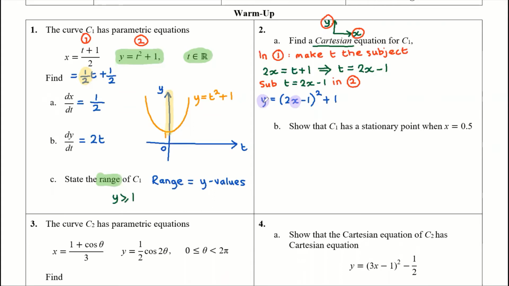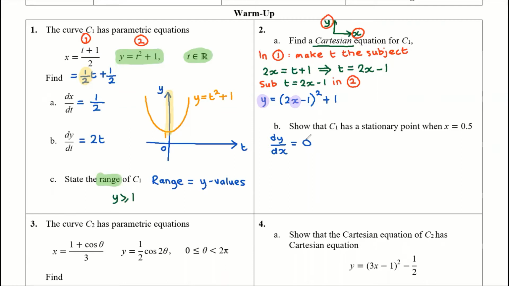Okay, and now we have to show that C1 has a stationary point when x equals 0.5. Well, if we want to find a stationary point, this going way back now, how do we do it? Well, we have to use this property: dy by dx is equal to 0. So we need to find the gradient. Now, dy by dx, we've got dx by dt, dy by dt. We'll be looking at how to use those a bit later on.